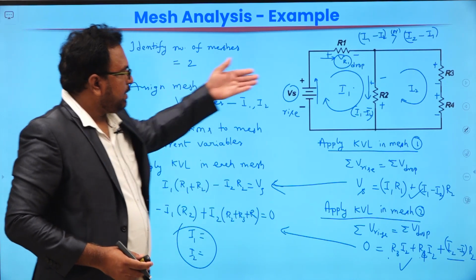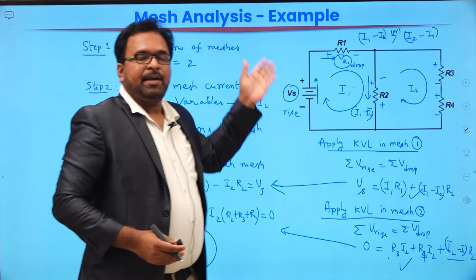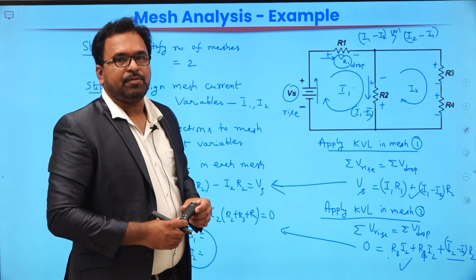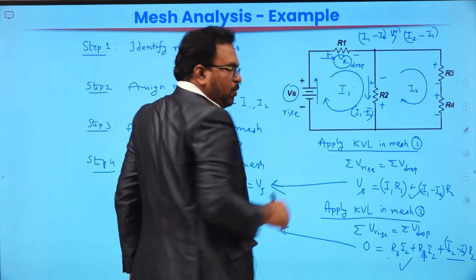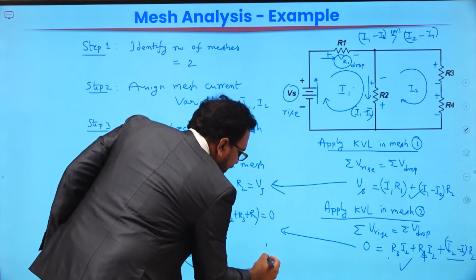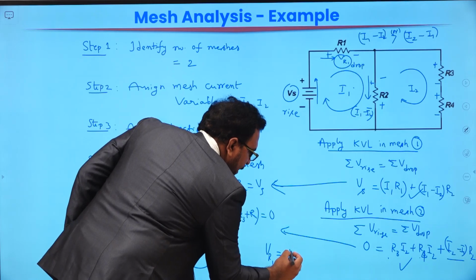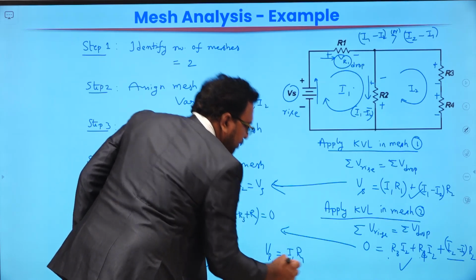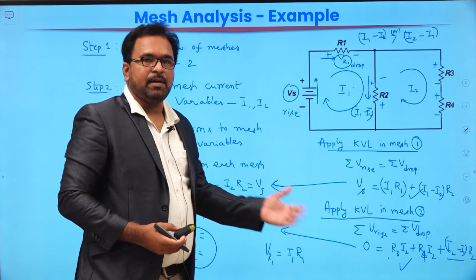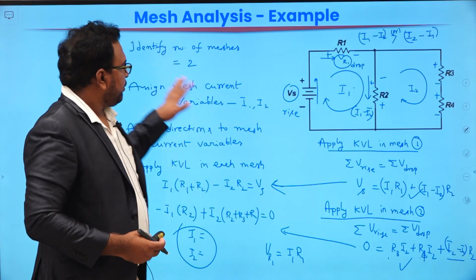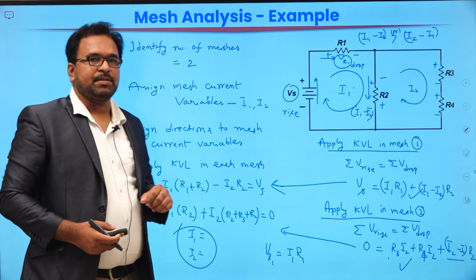From these two mesh currents, we can calculate any other voltage or current in the circuit. For example, if I want to calculate the voltage across R1, what is the voltage across R1? I1 into R1. I already calculated I1 and we know the value of R1, so we can calculate the voltage. That's how we are going to apply mesh analysis.